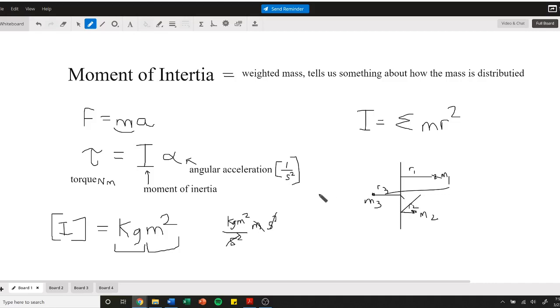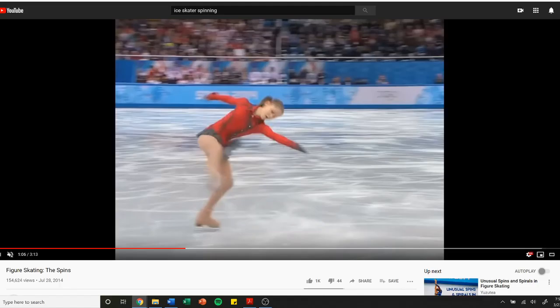The classic example that everyone has to talk about if you're talking about moment of inertia is a figure skater. Figure skaters are masters at moment of inertia. You're going to see this figure skater is pushing off the ice, going into a spin, and she's not going to push herself again. Just from controlling her moment of inertia, controlling how her weight is distributed, she's going to be able to change how fast she's spinning.